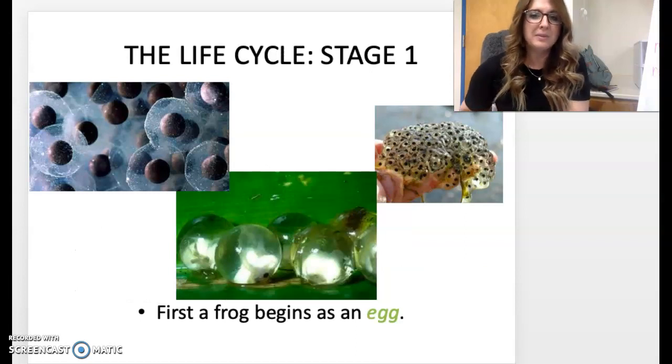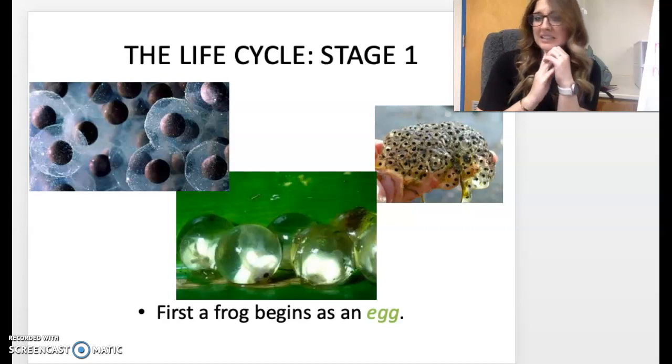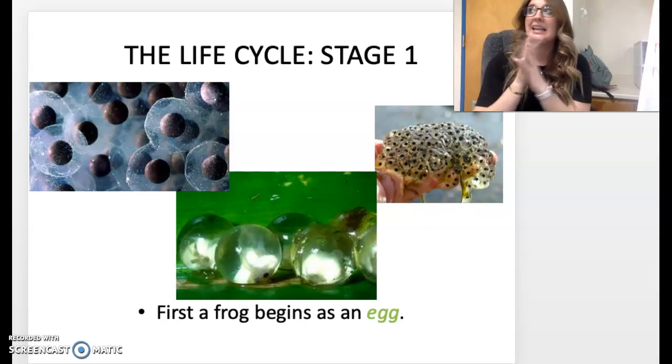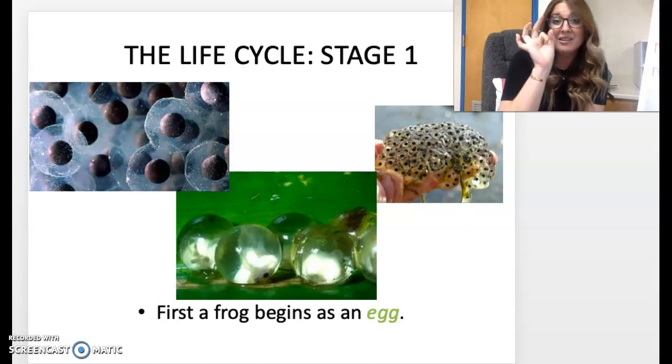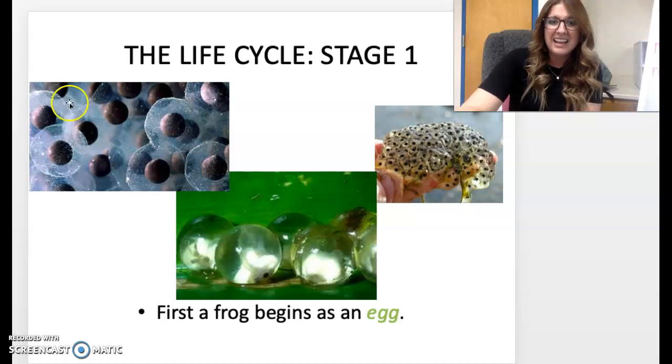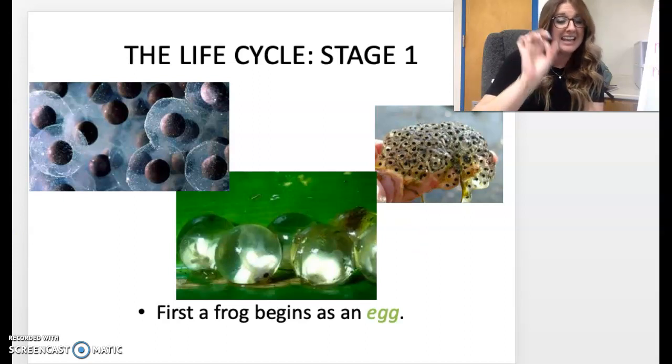First, a frog begins as an egg. This kind of reminds me of a seed, like in our plant life cycle. They start out very small, and it almost looks like there's seeds inside of these little eggs. I wonder what other animals and creatures start off as eggs. That's the first stage, an egg.